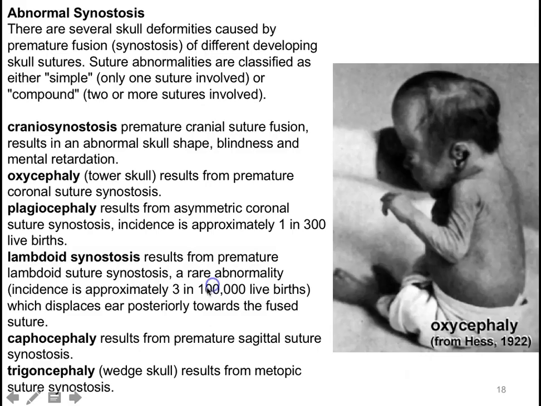And then here you can also see this oxycephaly. So again, that coronal suture has fused prematurely. And here are just some other ones. Again, you don't have to know these. I just want to give you an idea of why it's important. And you can look these up if you want to see some images of them.